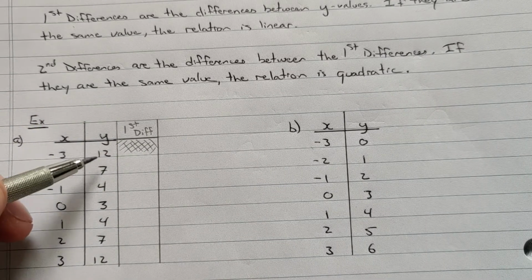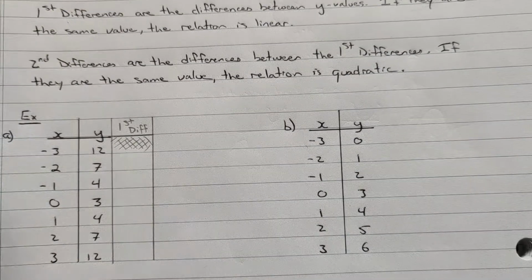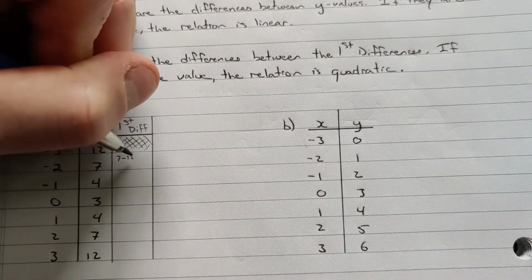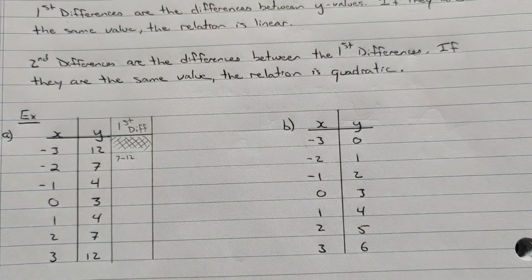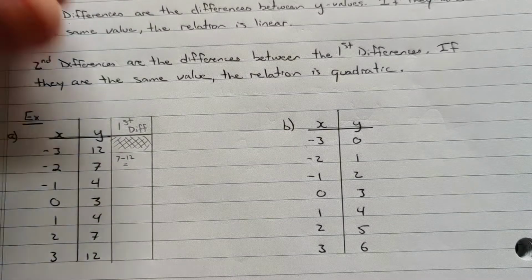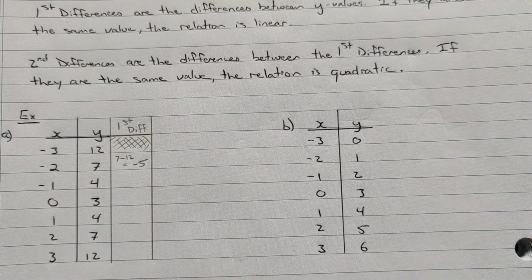And look at the difference between 7 and 12. So 7 minus 12, okay? So this is 7 minus 12 that we're doing in this first box. And so that's going to give us a result of -5. And then we're going to go through each successive pair like this.